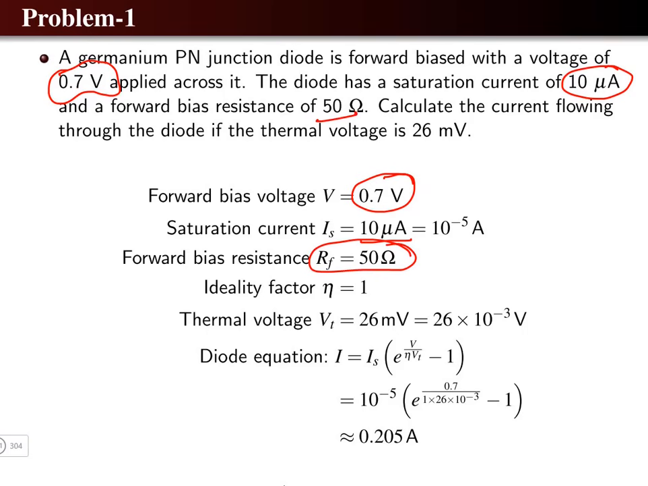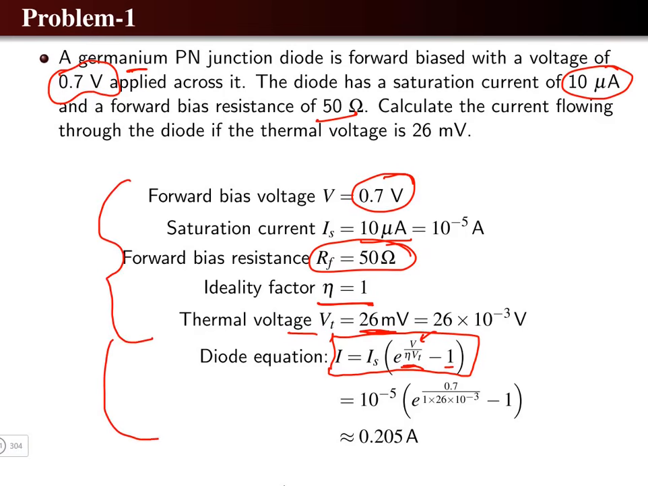The ideality factor we can take as 1 because it is a germanium diode, and the thermal voltage is also given as 26 millivolt. The equation of the diode current is I equal to Is, the reverse saturation current, times e to the power V by eta Vt, minus 1. All the given data may be substituted in the diode equation and we will get the diode current as 0.205 amps. So in this problem we can easily obtain the diode current using the given data.